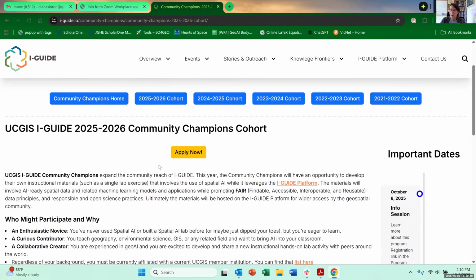It is our final cohort. I-GUIDE wraps up its funding in September 2026, just a year from now. So this would be the final cohort, and the driving motivation for this is that by developing things on a small scale, we can also share them more widely and have the broader community more familiar with I-GUIDE and the platform and the resources that it provides. So that's a general overview about this.